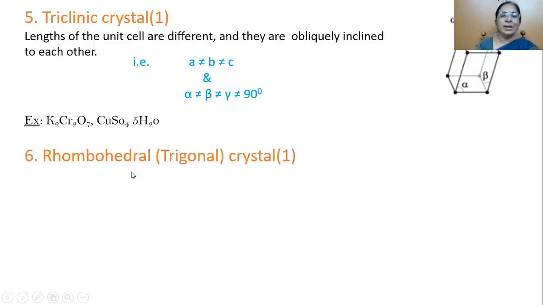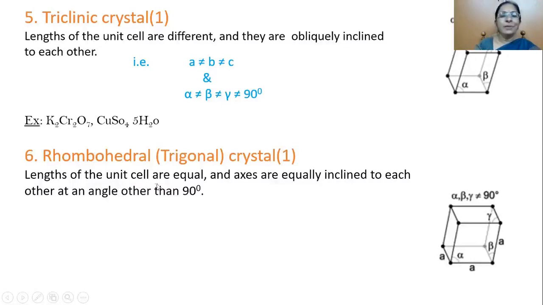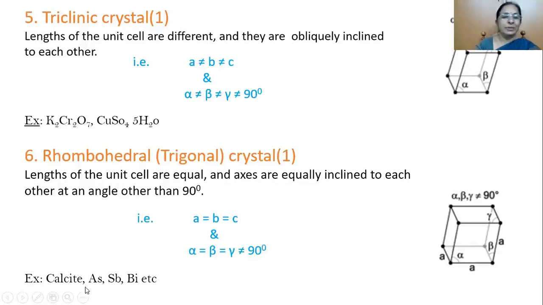Next one is rhombohedral. The other name for this is trigonal. Here, lengths of the unit cell are equal and axes are inclined to each other at an angle other than 90 degrees. Such a type of crystal is called rhombohedral crystal. So A equal to B equal to C, but alpha, beta, gamma will not be equal to 90 degrees. So here calcite crystal, bismuth, etc. are examples for rhombohedral crystal.